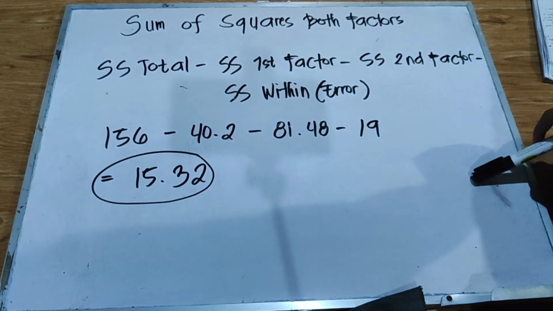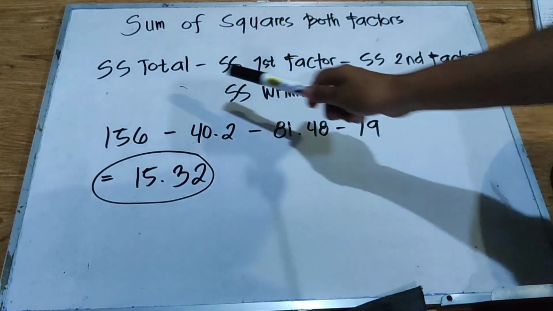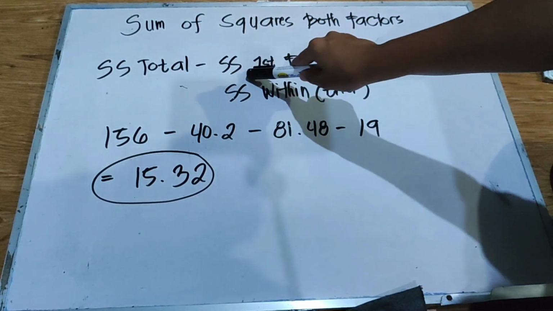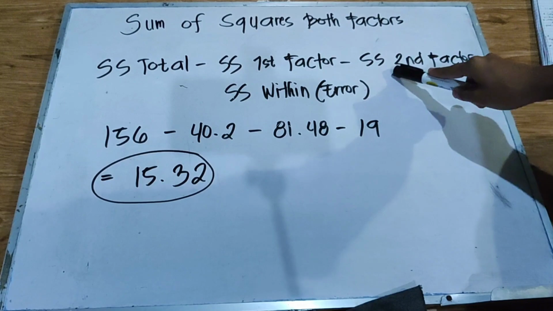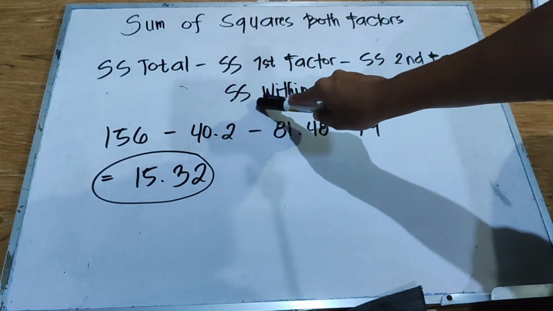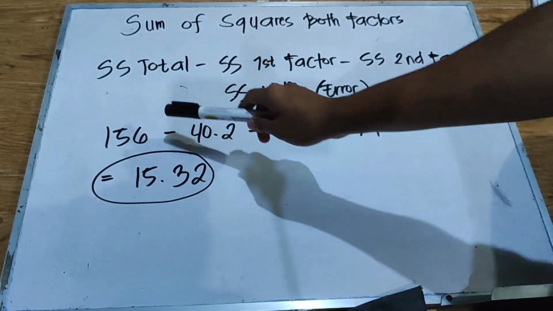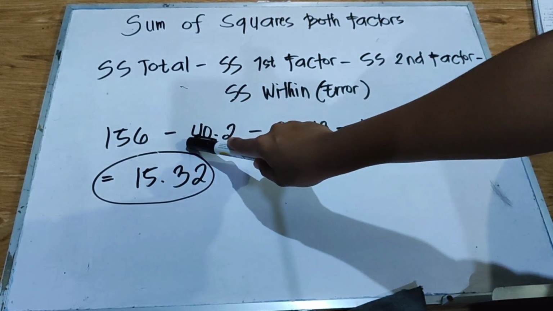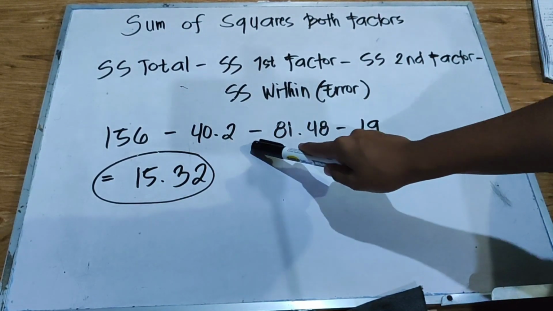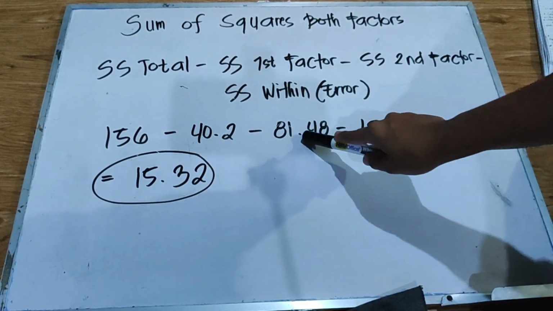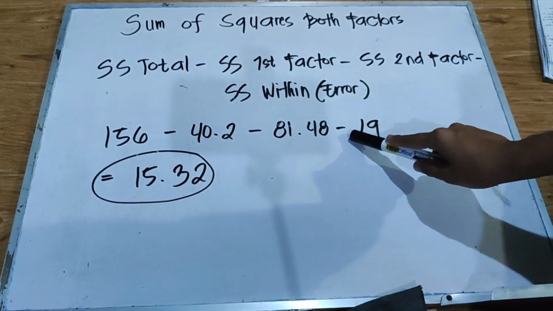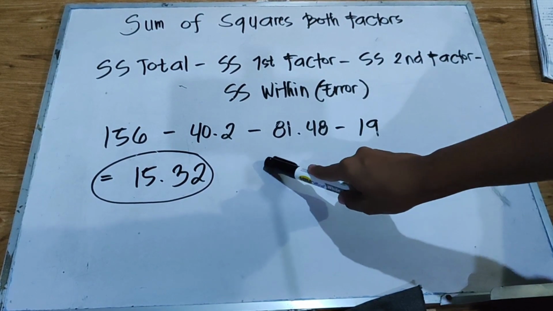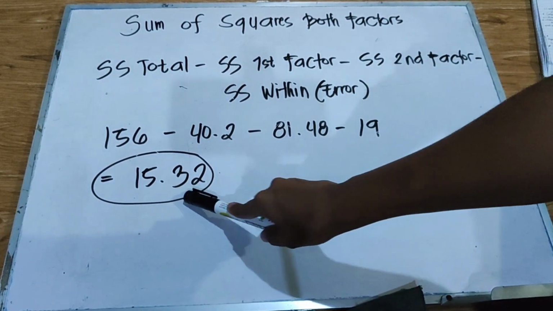To get the sum of squares of both factors, we follow the formula: sum of squares total minus the sum of squares of the first factor, minus the sum of squares of the second factor, minus the sum of squares within error. So, the sum of squares total, which is 156, minus the first factor, which is 40.2, and the second factor, 81.48, minus 19 for within error. So, the sum of squares of both factors equals to 15.32.